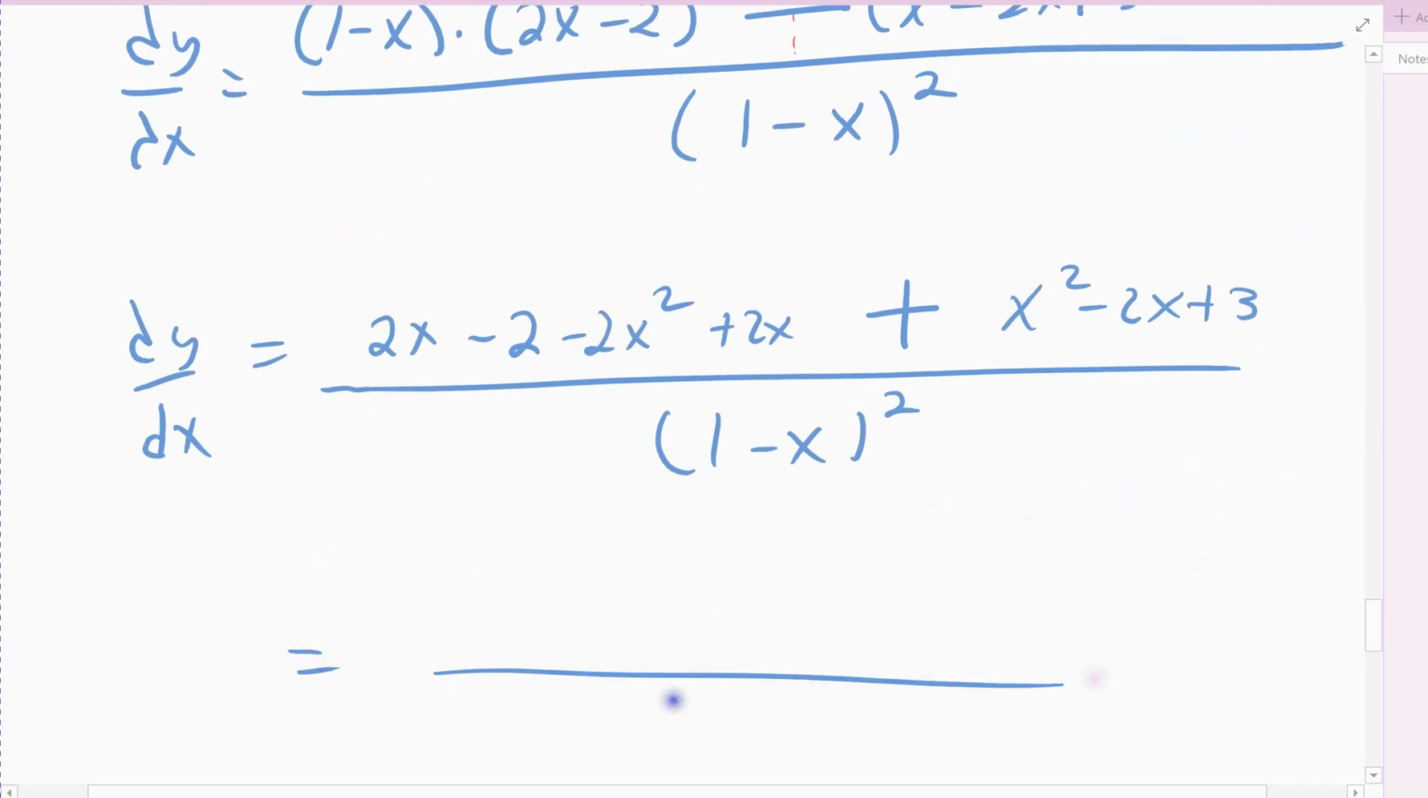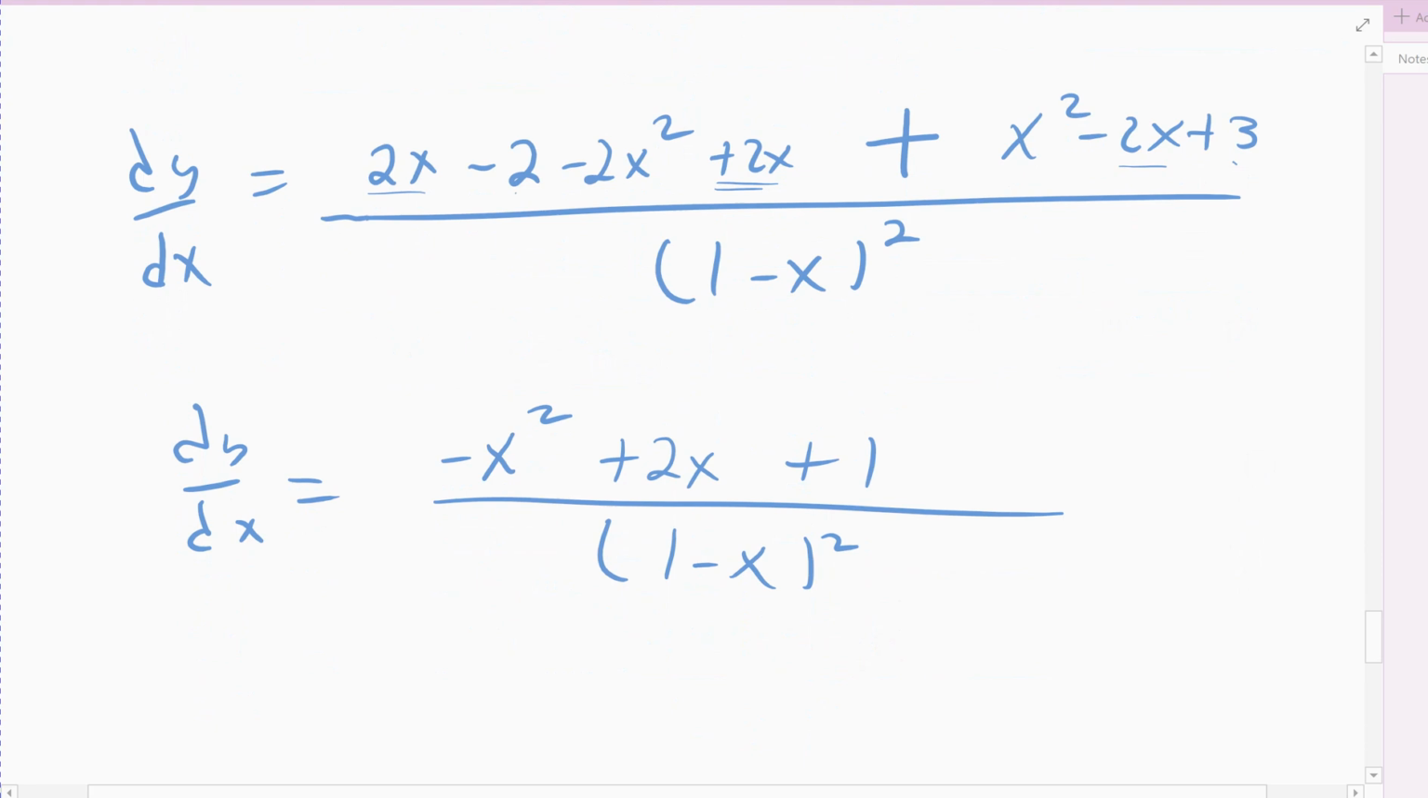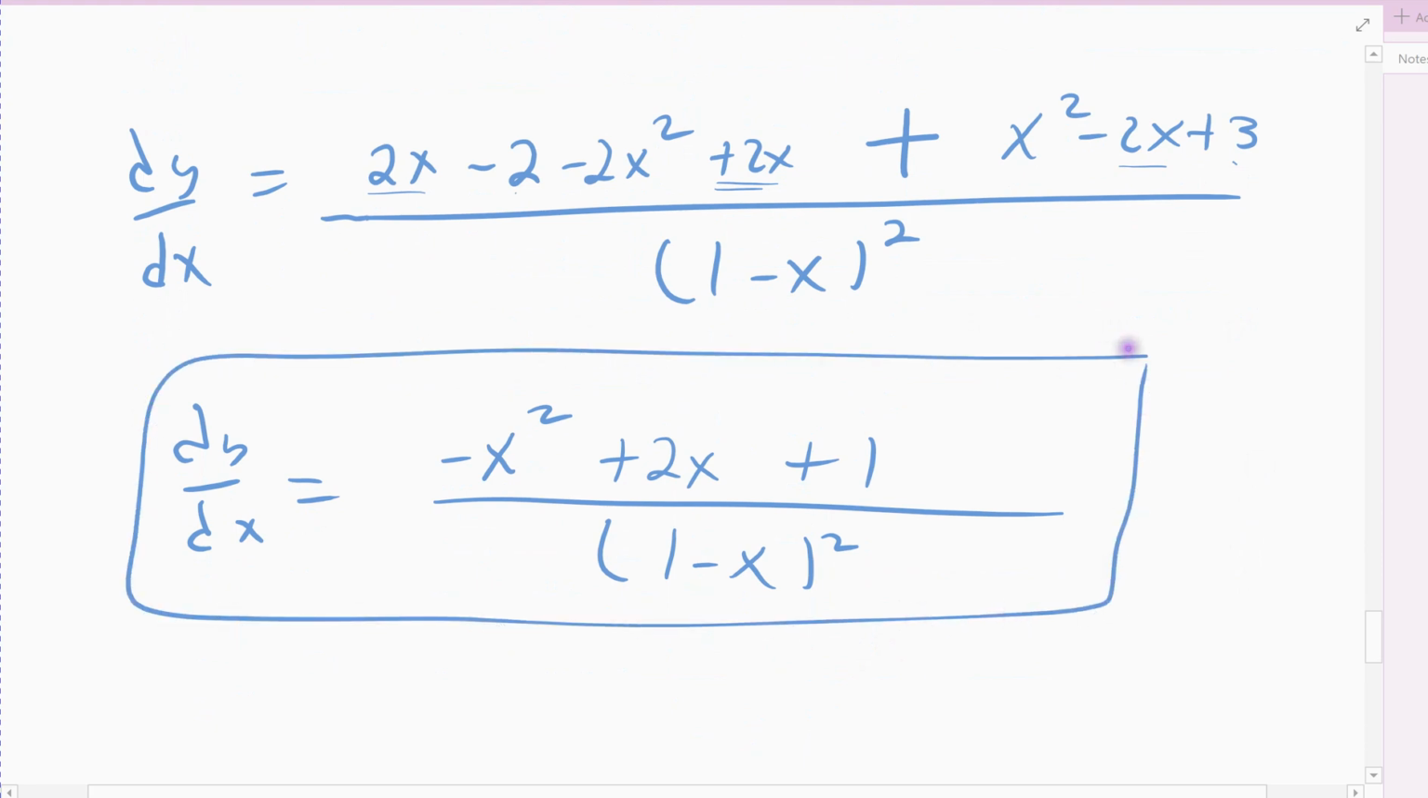All right, so again, I'm going to write down my denominator so I don't forget. And then collect like terms. So I've got a negative 2x squared plus an x squared, going to give me a negative x squared. One of those cancels with that, so I'm just left with positive 2x. Negative 2, positive 3 is going to leave me with a plus 1. All right, so I've got negative x squared plus 2x plus 1 up top, all divided by 1 minus x squared. And I'm done. That's as simplified as she gets.